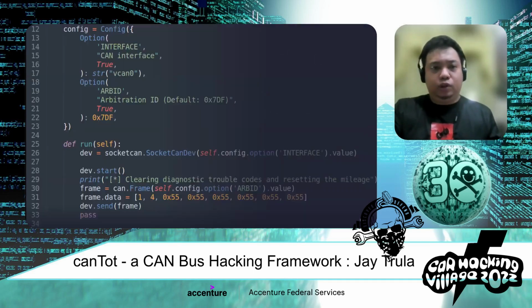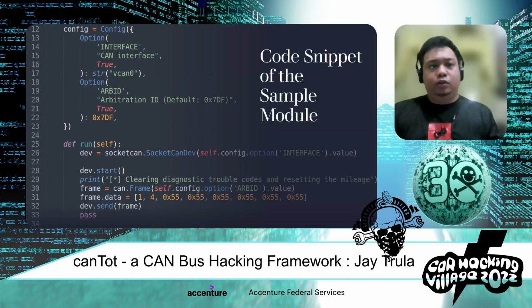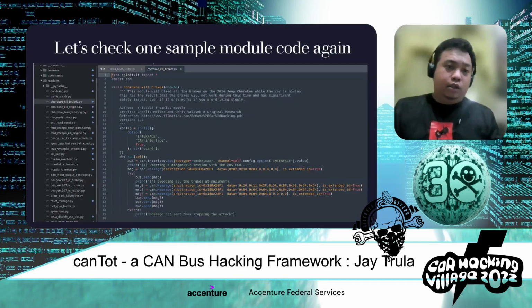So next up, this is the code snippet of a sample module. This is the snippet of the diagnostic module, and you can see here how the options are coded, and then this is the main function of the module. And you can see the frame data from there. Then let's check one more sample module code. This is one module that I've added, the Cherokee kill brakes. And of course, I want to give credit where credit is due. This is from the research of Charlie Miller and Chris Valasek, and I gave a reference as well from illmatics.com. And this is the whole module, the one module for the Cherokee kill brakes.